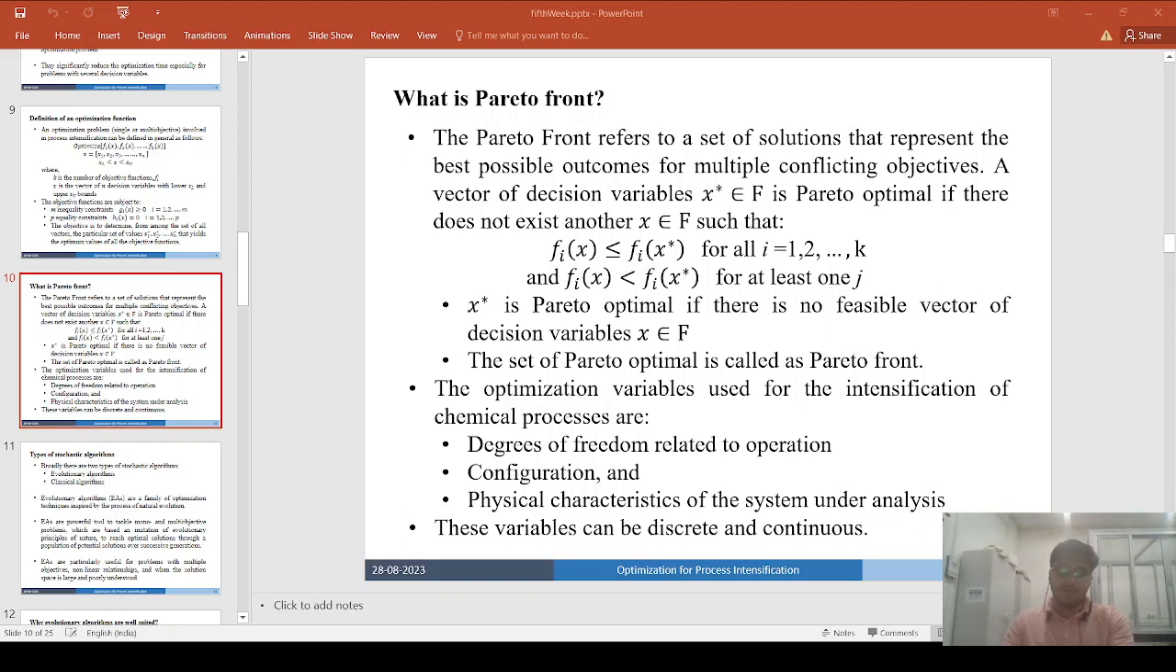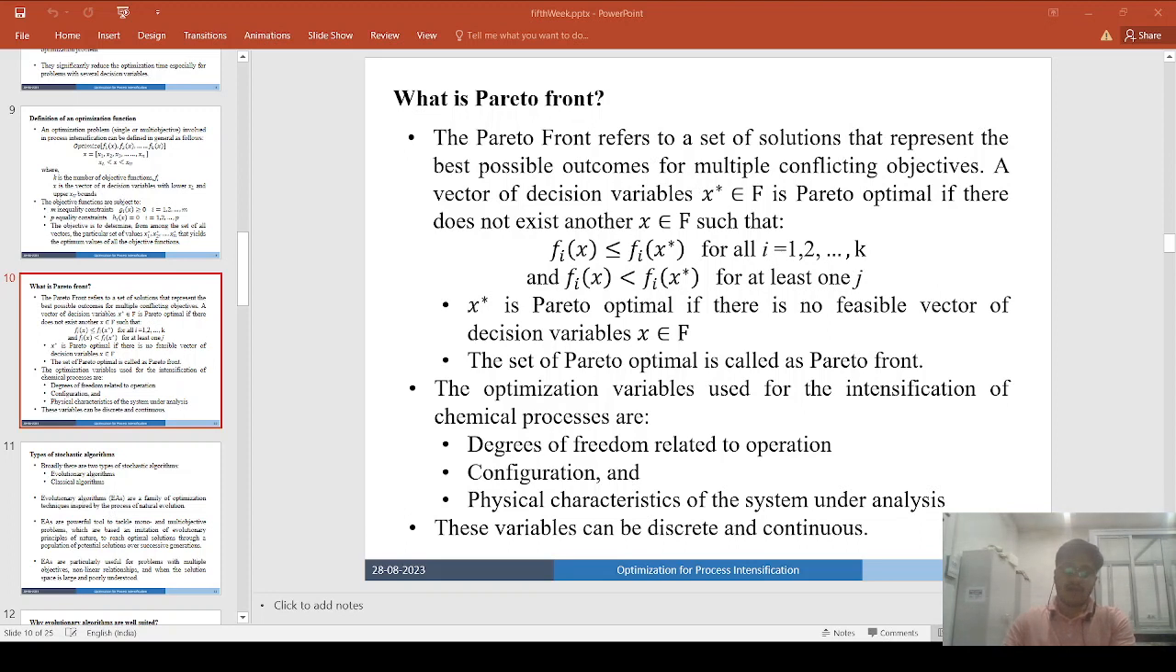So what is a Pareto front? The Pareto front refers to a set of solutions that represent the best possible outcome for multiple conflicting objectives. Take a vector of decision variables x star, which is an element of the entire optimization problem F, consisting of multiple objective functions. So this capital F is the vector which consists of multiple objective functions, where those individual objective functions are a function of the x variable.